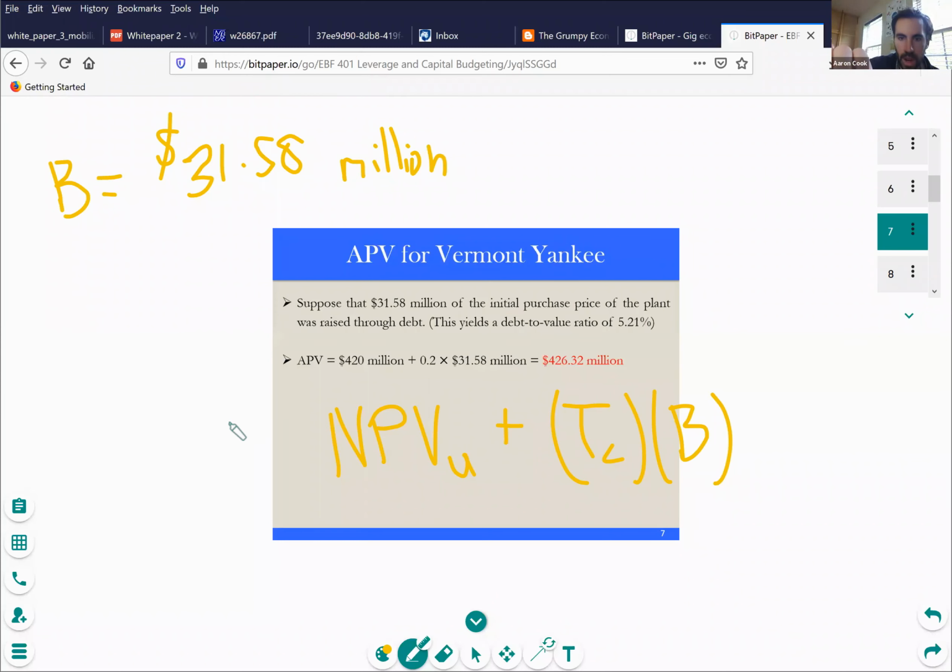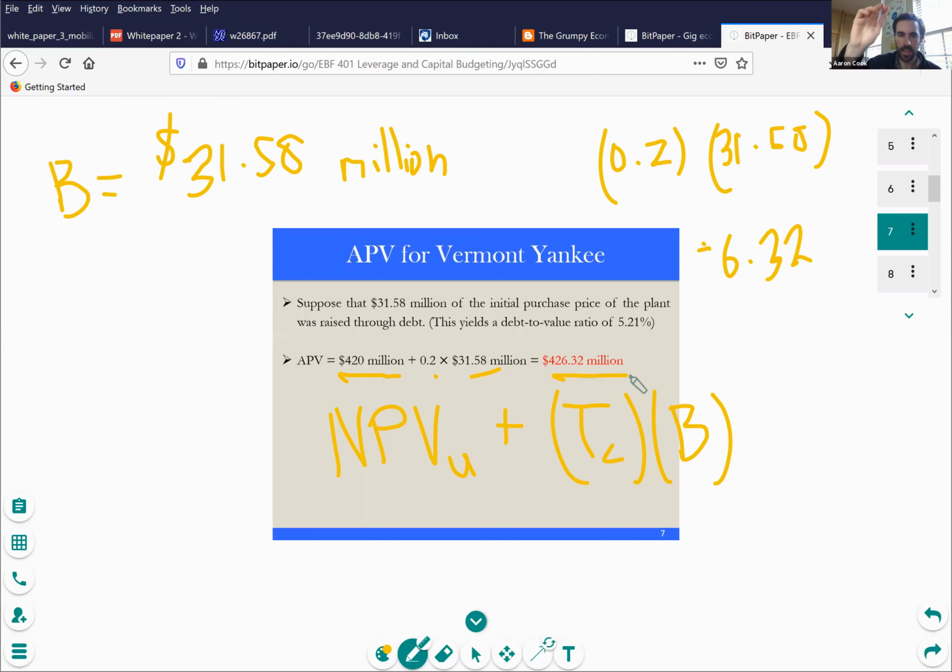So our expression for the adjusted present value is going to be what we had before for the net present value of the unlevered firm plus the 20% tax rate times the amount of borrowing, right? So that's going to be 0.2 times 31.58. That's going to be 6.32 million. So that's going to get added to the previous net present value, which was what we found in the unlevered case. So that's the adjusted net present value.